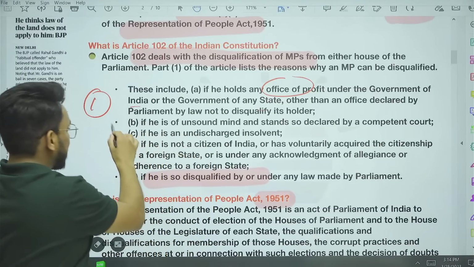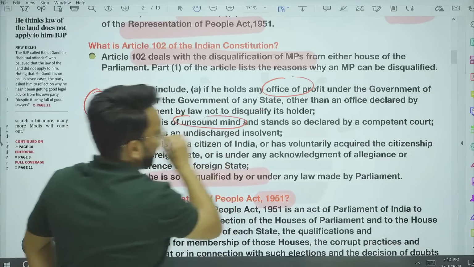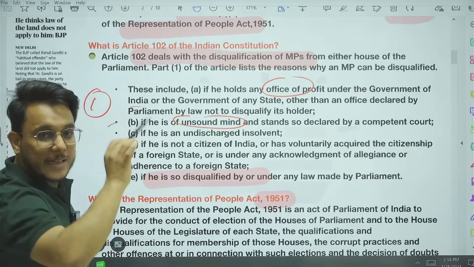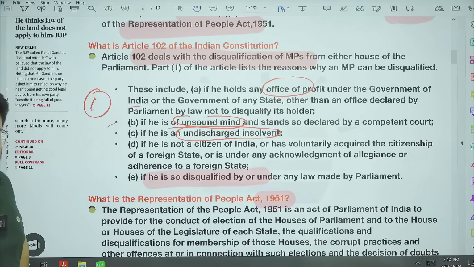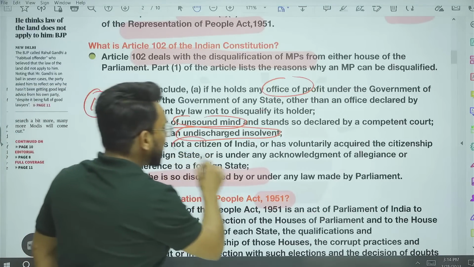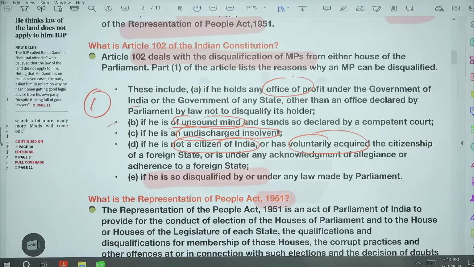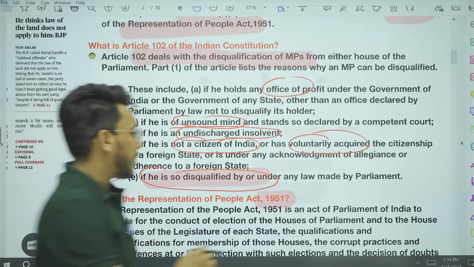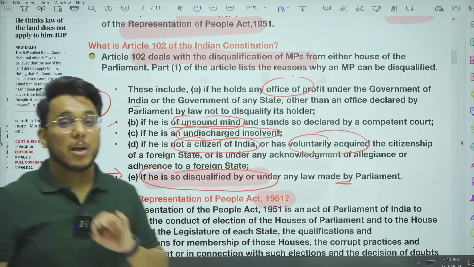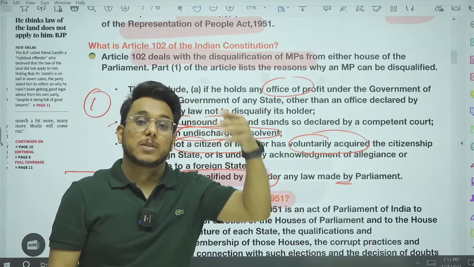Fine. B, he will be disqualified if he is of unsound mind, mentally not stable; if he is an undischarged insolvent; if he is not a citizen of India or has voluntarily acquired the citizenship of any foreign country; or, see this condition, if he is disqualified by or under any law made by parliament. So parliament can have a different law, and under that law can specify the conditions.